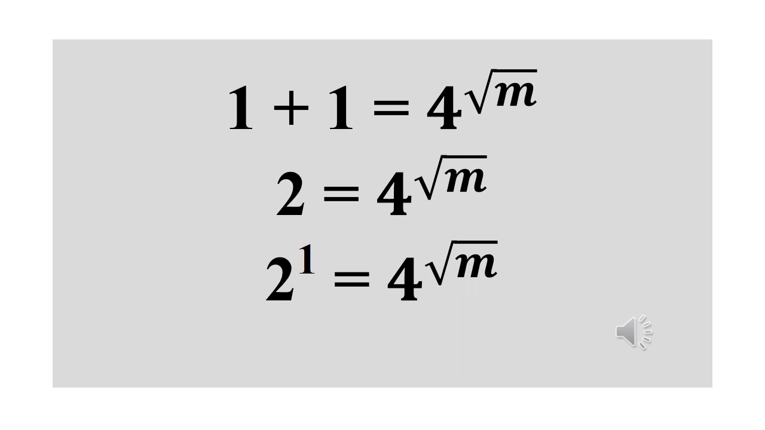Now 6 raised to power square root of m divided by 6 raised to power square root of m will give us 1. The other side also will give us 1. So we have 1 plus 1 equals 4 raised to power square root of m. Then 1 plus 1 is 2. So we have 2 equals 4 raised to power square root of m. So 2 is the same thing as 2 raised to power 1, equals 4 raised to power square root of m.